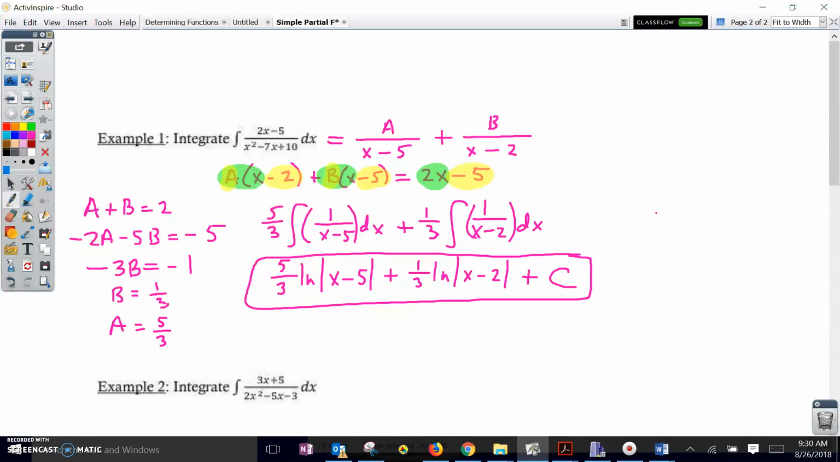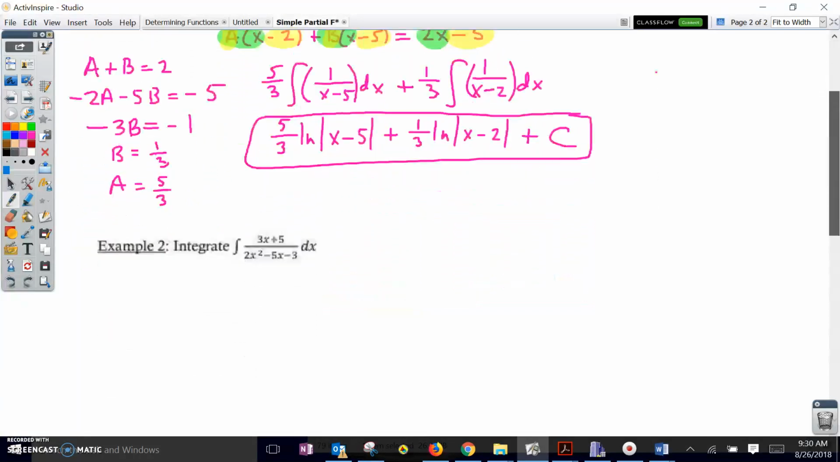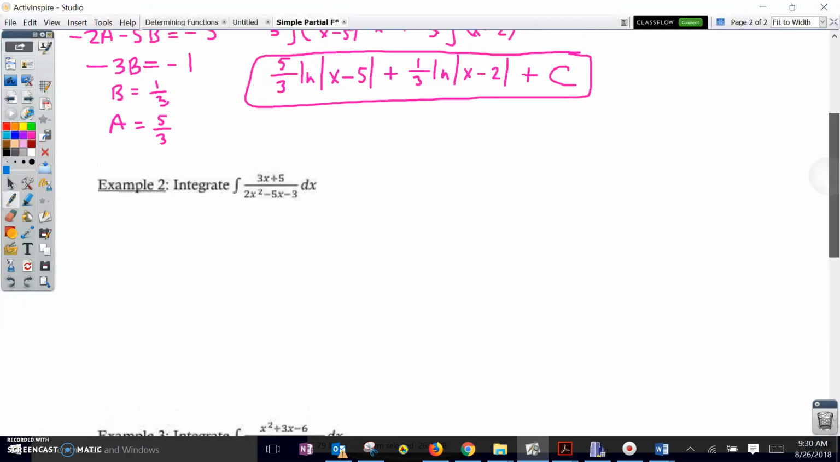Alright, let's do the next example here. We're going to integrate the integral of 3x plus 5 over 2x squared minus 5x minus 3 dx. So the first thing I'm going to do is find the factorization of my denominator. Let's see, it's going to be 2x plus 1 times x minus 3, and so those are the two factors that are going to go into my denominators and my new fractions.